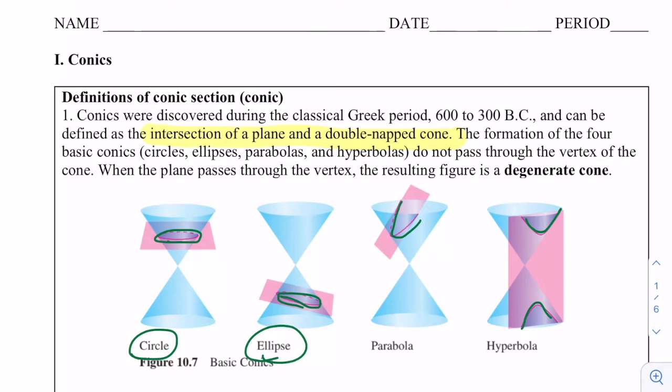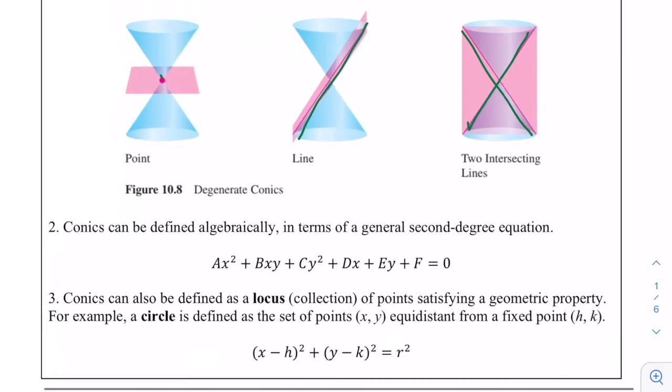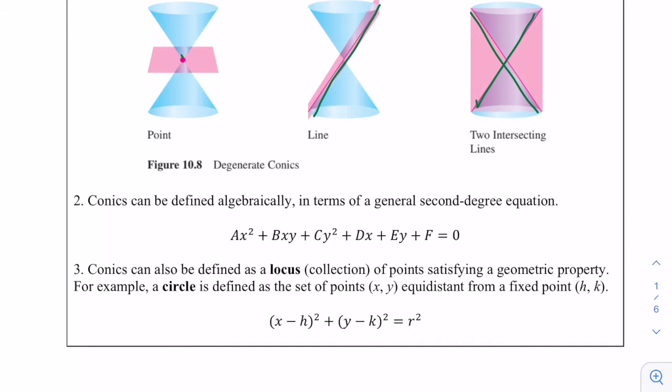But there are also degenerate conics, and degenerate conics go through the vertex. So we have the point here, we have a line, and then we have two intersecting lines. Another way to define conics is as a second degree equation, and we have this general formula right here, or it can be defined as a locus of points. For example, a circle is a set of all points equidistant from a fixed point, its center, h, k, and we write that equation as x minus h quantity squared plus y minus k quantity squared equals r squared.